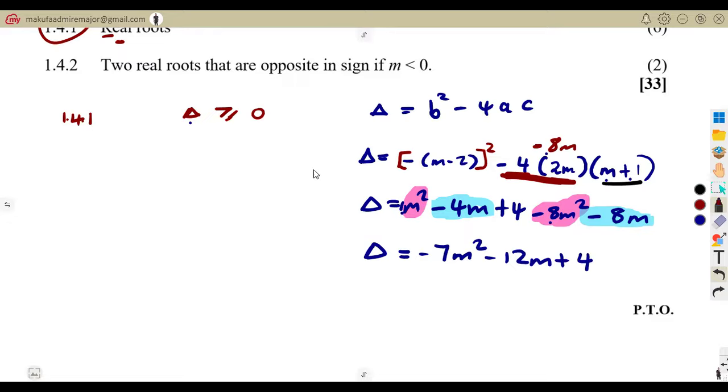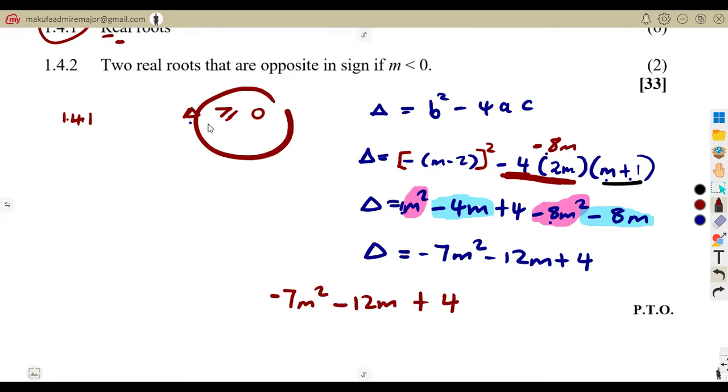So this is what you're going to have as your discriminant, the part of your delta. But you're saying it must be greater than or equal to 0. So meaning to say minus 7m squared minus 12m plus 4 must be greater than or equal to 0. It's an inequality that you have. It's an inequality, this one. So you are solving an inequality.